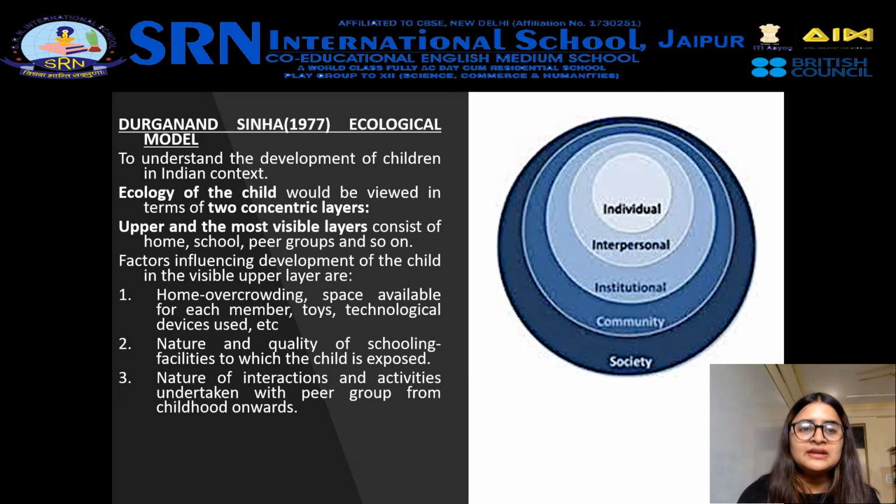Now factors influencing development of the child in the visible upper layer are home overcrowding, space available for each member, toys, technological devices used, etc., and nature and quality of the schooling facilities to which the child is exposed. So this means the quality of the school and the facilities, the books, the stationery, the uniform and the food, lunch, everything that he or she is taking to the school or the school is giving him or her is very nice or is up to the mark. Nature of the interactions and activities undertaken with peer groups from childhood onwards. Alright, now I hope that you understood this slide. Let's move on to the next one.